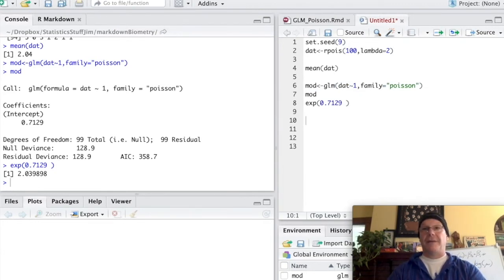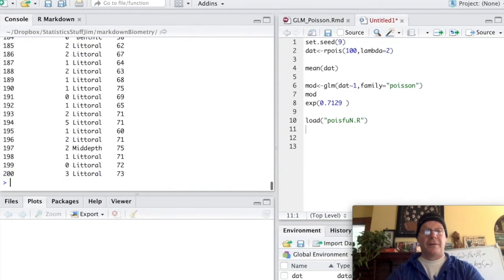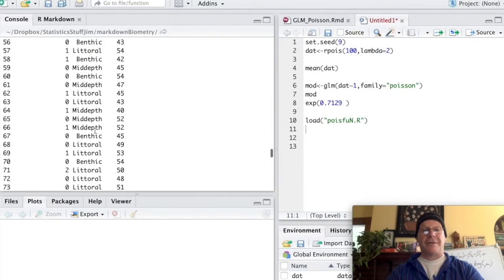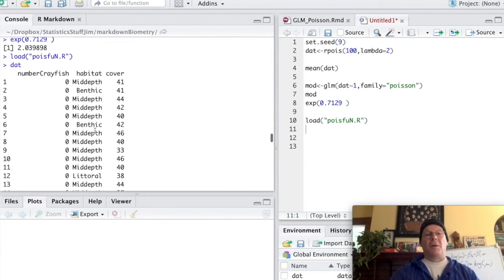And so as an exercise, just to make sure that we feel comfortable about this, I'm going to load in some data that is called Poisson because it's fun. And then we can go ahead and look at these data. And what are they? So these data are based upon sampling crayfish in aquatic habitats, obviously. And what we're ultimately interested in with this problem is coming up with a model where we can predict the number of crayfish per square meter. And so that's what this column is here.